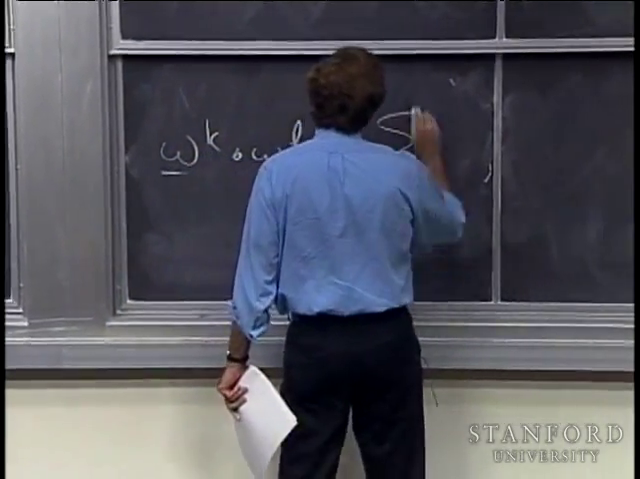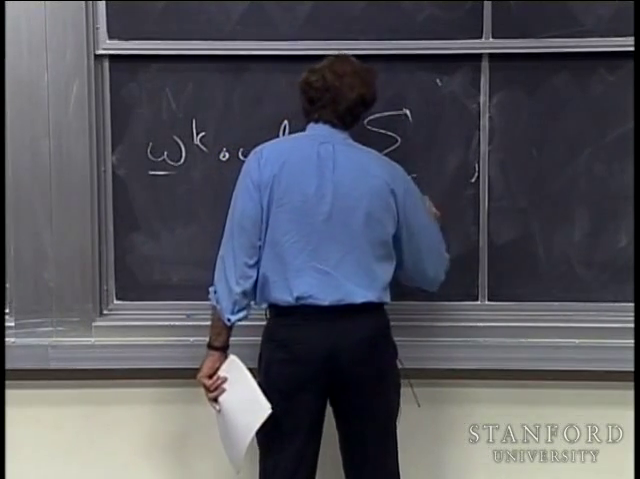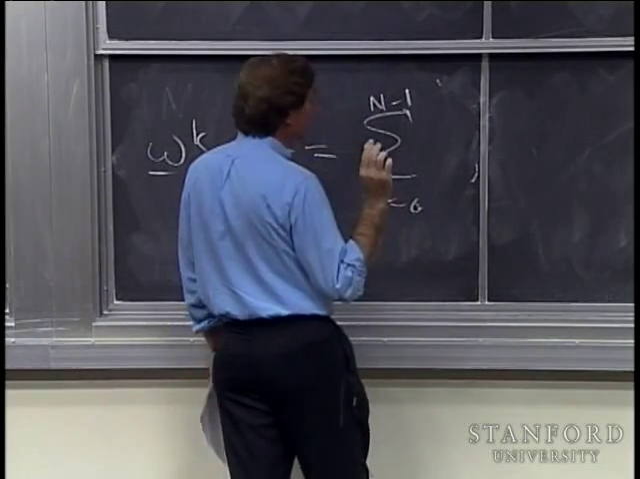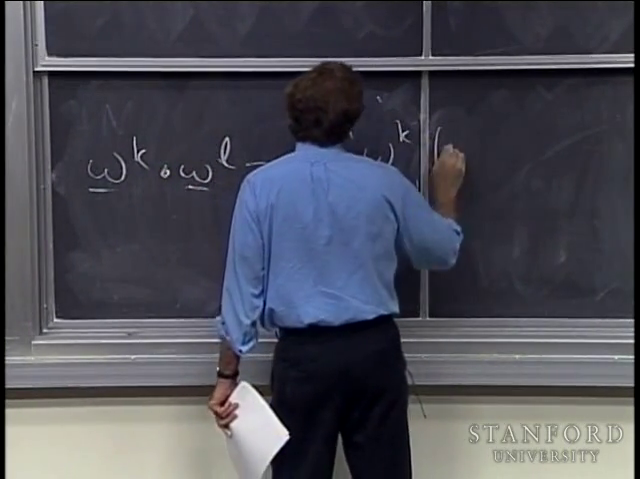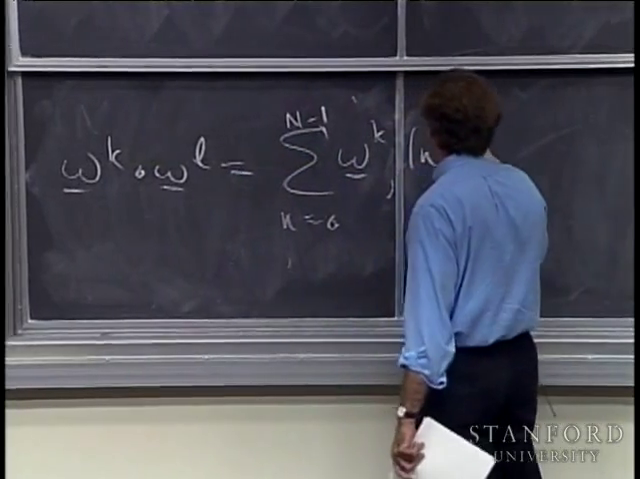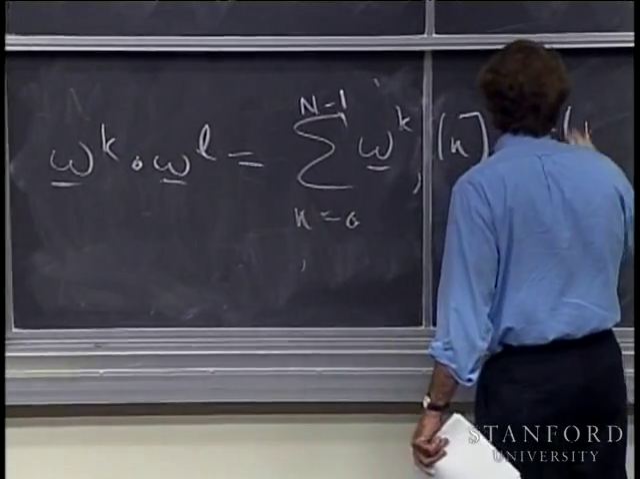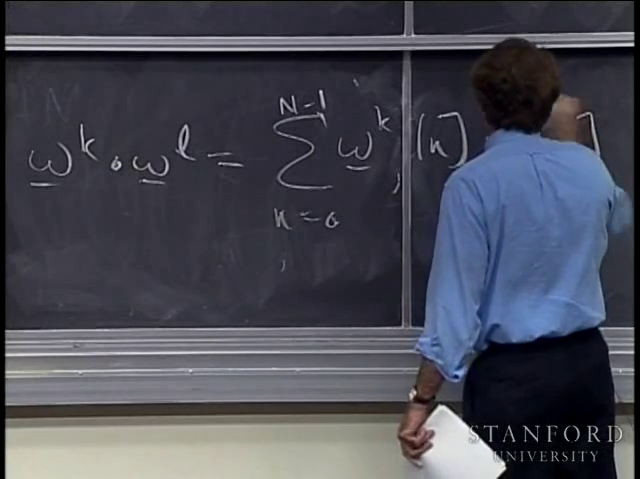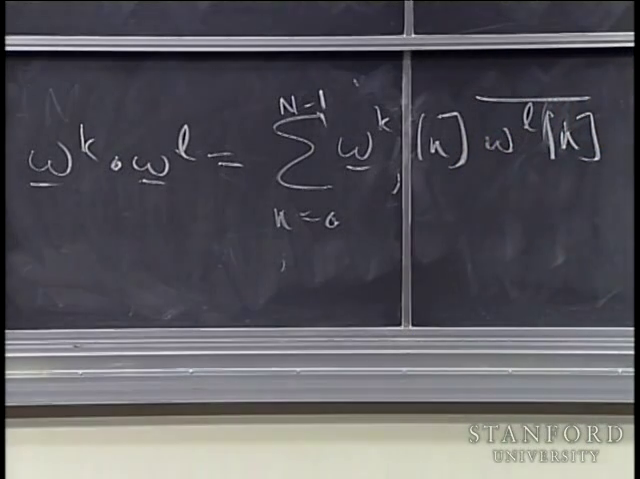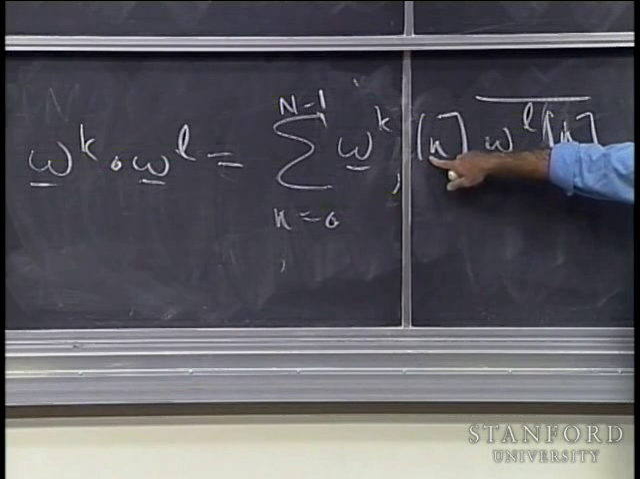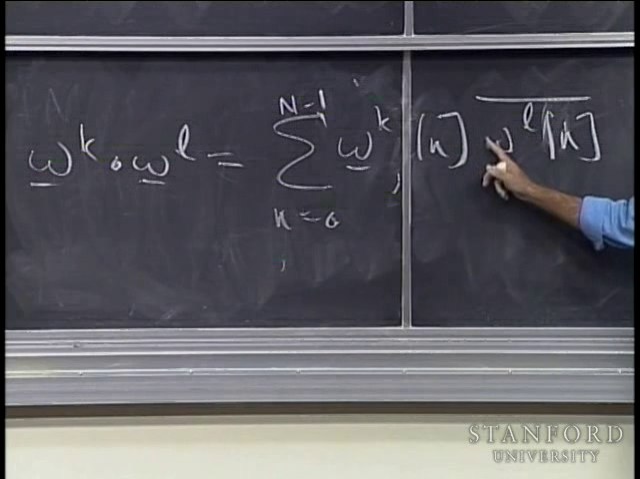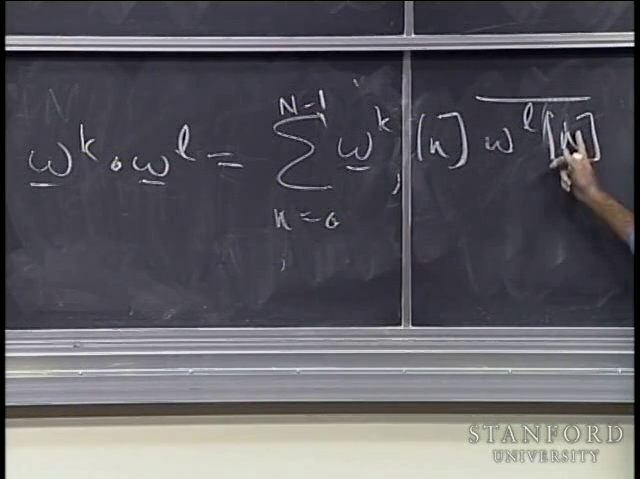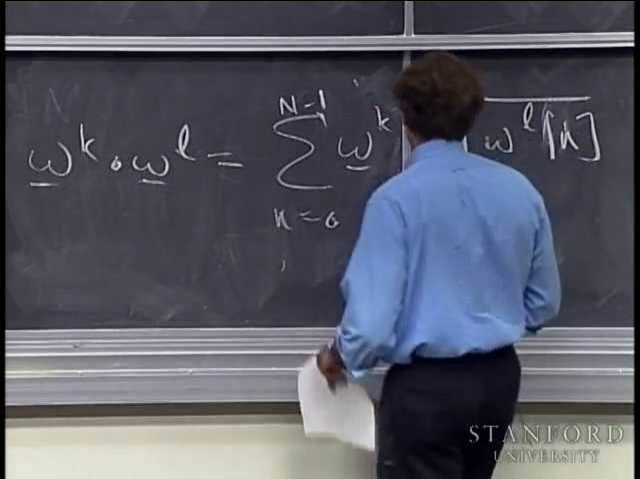So what is that? That's the sum from n equals 0 to n minus 1 of the nth component of omega to the k times the nth component of omega to the l, conjugated. If I use this notation to indicate the nth component, then the inner product of two vectors is the sum of the products of the components. But in the complex inner product, you take the complex conjugate of the second term. So what is this?